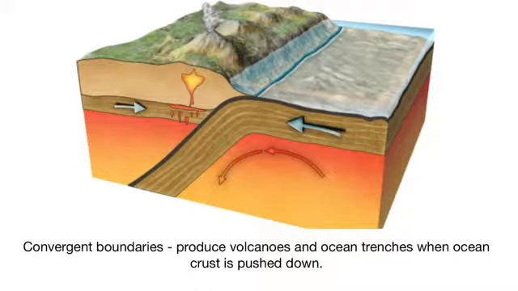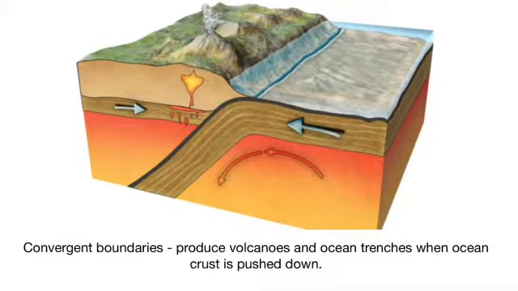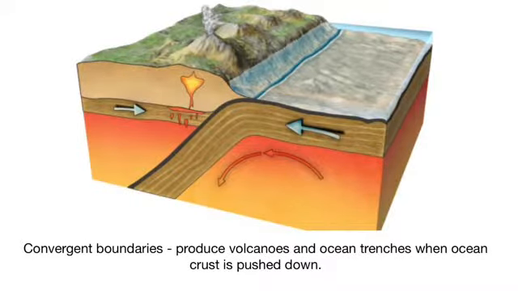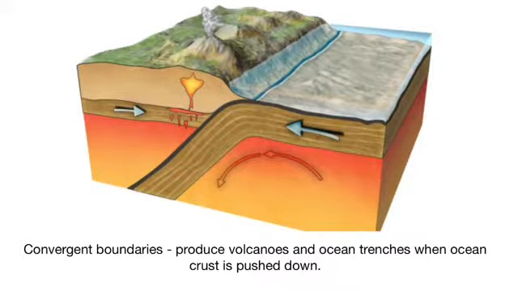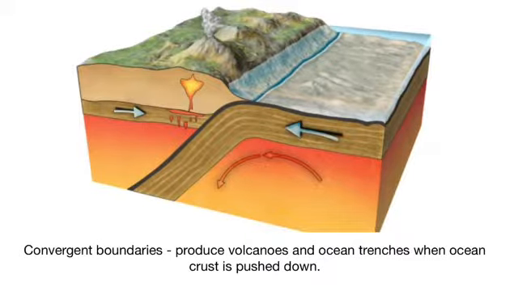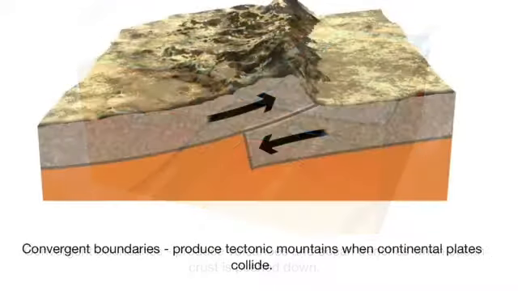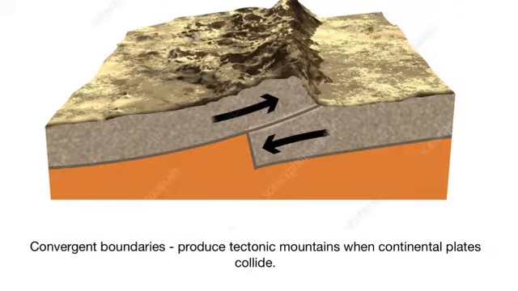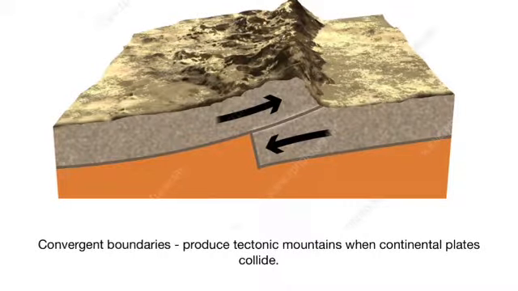Another way that plates can move is called a convergent boundary. And in this kind of motion, two plates collide together. If this happens where a continental plate collides with an ocean plate, the ocean plate, which is thinner and more dense, will get pushed down below the continental plate. This will allow it to melt back into magma, and it can produce both an ocean trench and a volcano. On the other hand, if the convergent boundary is between two continental plates, then they'll really just crumple up and form a tectonic mountain range, like the one you see in this picture.